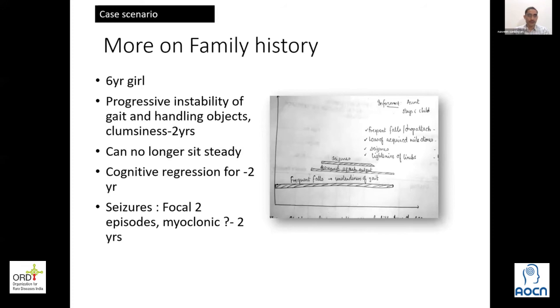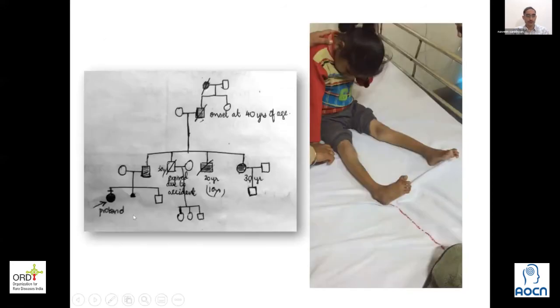A little more on the family history because it's so important in evaluating these patients. This was a 6-year-old girl who had been brought with clumsiness, and she had rapidly progressive ataxia with cognitive regression for the past 2 years. She also had a few seizures, and a very strong family history.